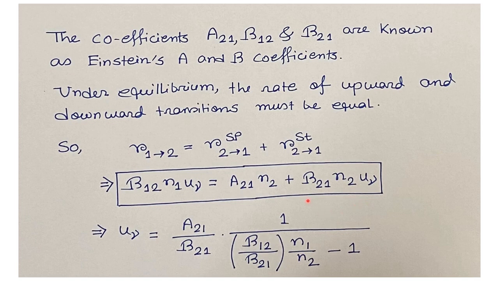After some rearrangement, we get an expression for U nu, the energy density of the incident EM radiation: U nu equals A21 divided by B21 times 1 divided by (B12 by B21 times N1 by N2 minus 1).